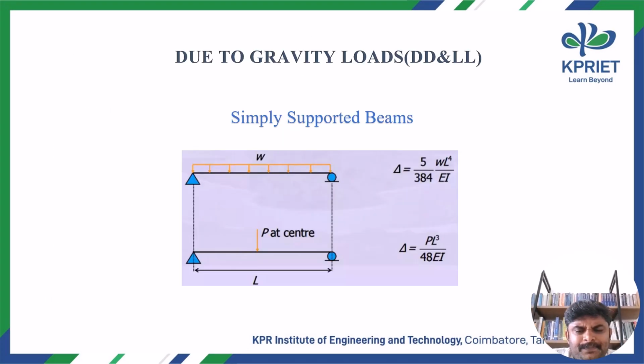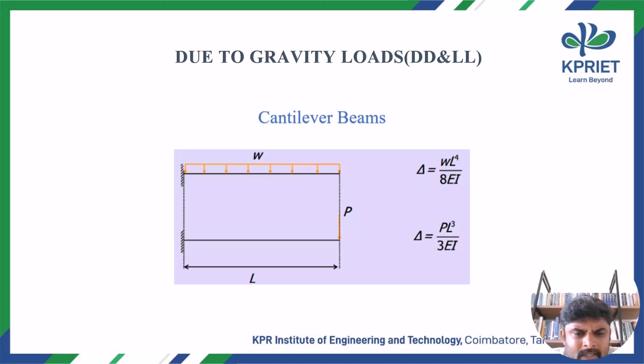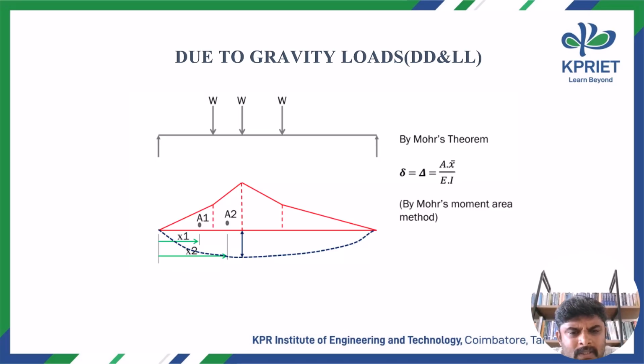I know the formulas, already studied in strength of materials and mechanics of solids. For a simply supported beam with UDL, the deflection is 5 WL power 4 divided by 384 EI. For a simply supported beam with a concentrated load, the deflection is PL cube by 48 EI. In the case of a cantilever beam with UDL, it is WL power 4 by 8 EI. For a cantilever beam with a load at the free end, it is PL cube by 3 EI. And due to gravity loads, the deflection is equal to Ax bar divided by EI, using the moment area theorem.